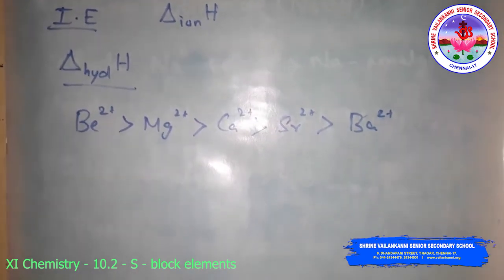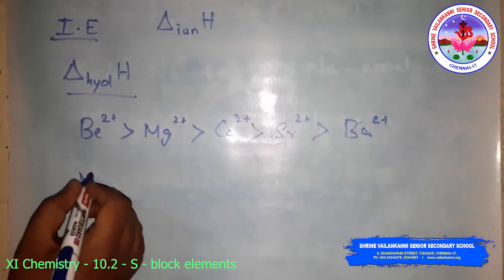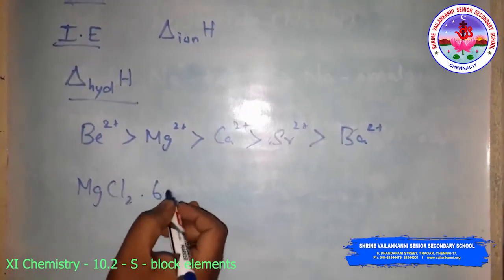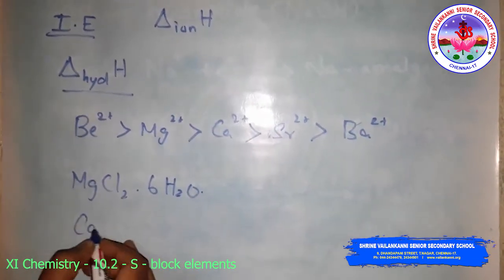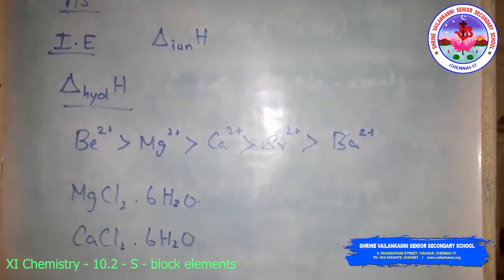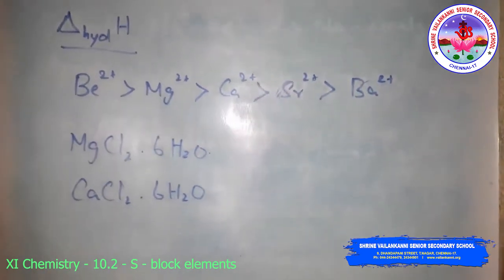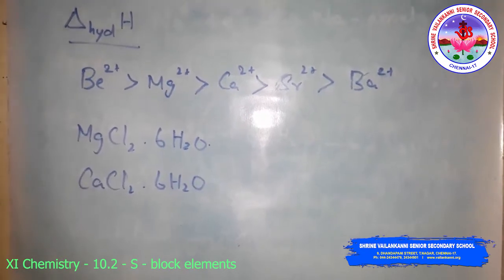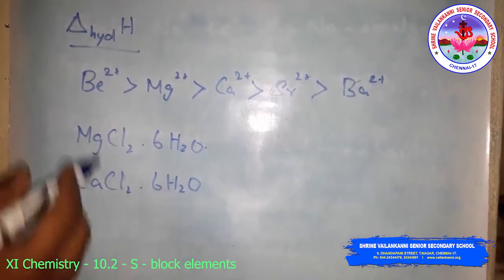For example, magnesium chloride and calcium chloride exist as the hexahydrates, MgCl2 6H2O and CaCl2 6H2O, while NaCl and KCl, potassium chloride, do not form such hydrates. Only these two compounds, that is in group 2.